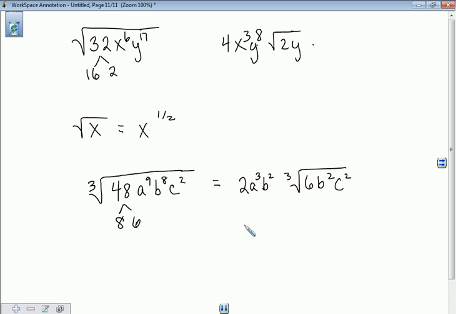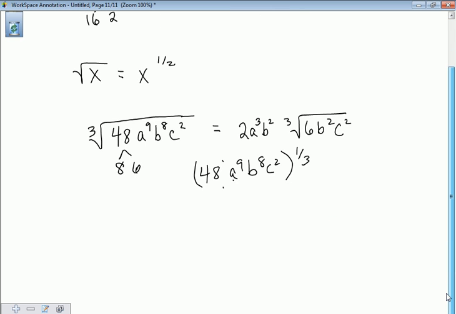Now, let's talk about why. Because this means the same thing as this, all this stuff to the 1/3 power. And when I have a power raised to a power, I multiply them. So do you see how it ends up being 9 divided by 3, 8 divided by 3, 2 divided by 3? That's why we're dividing by 3.